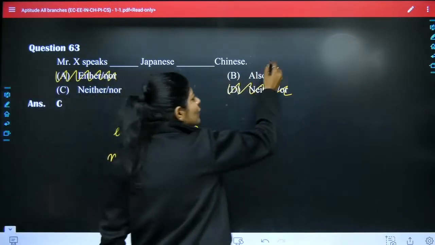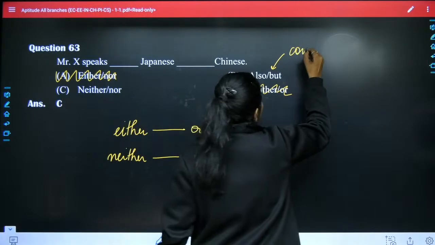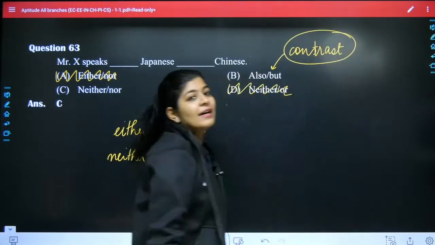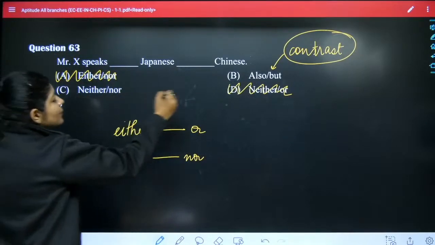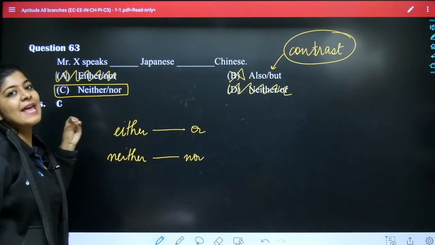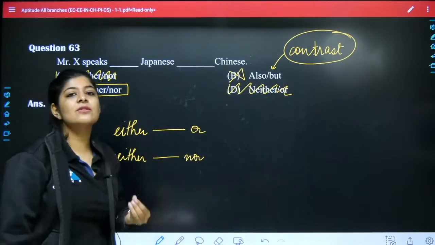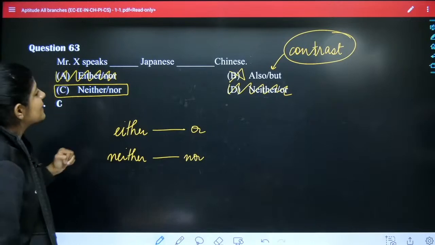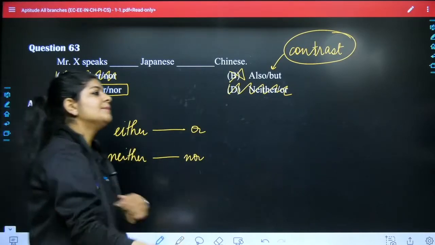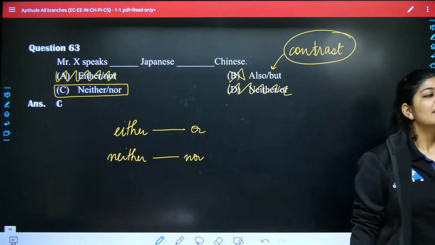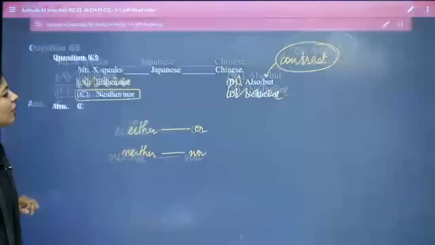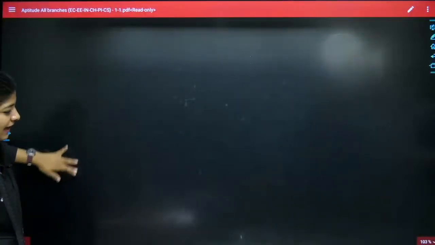For also and but, we need a contrast tone, but here there is no contrast tone, so option number B is also eliminated, and the correct answer is option number C. Mr. X speaks neither Japanese nor Chinese. Is it clear to everyone? This is a very easy question. Now let's move to the next question which we have.